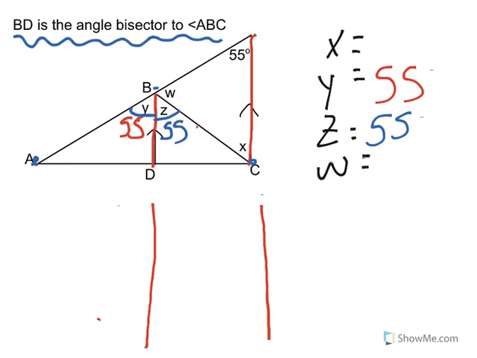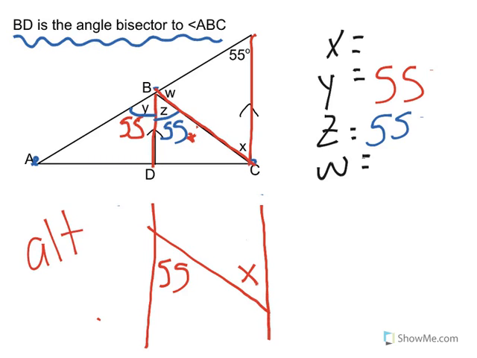Now with our parallel lines, if I draw this transversal line in, if I have 55 degrees here, where that one was, then where angle X is labeled, those two angles are alternate interior angles. And we know the alternate interior angles are congruent. So that means that angle X has to be 55 degrees also.